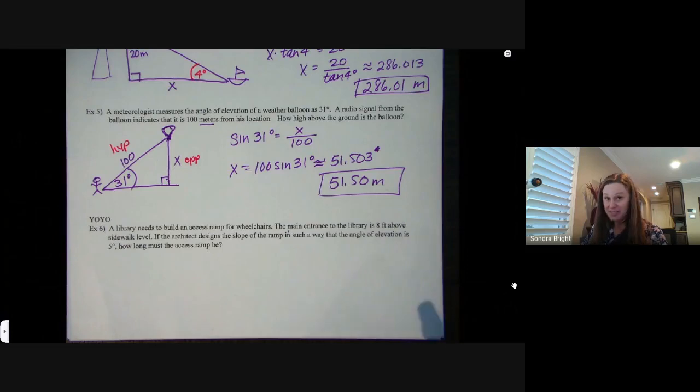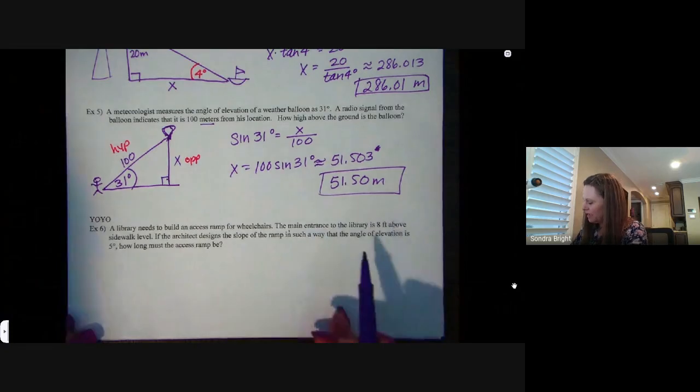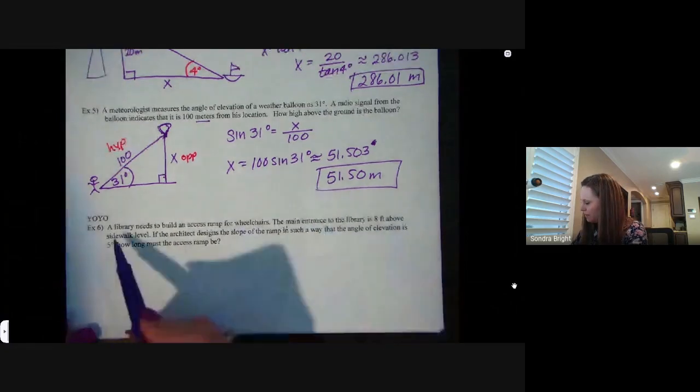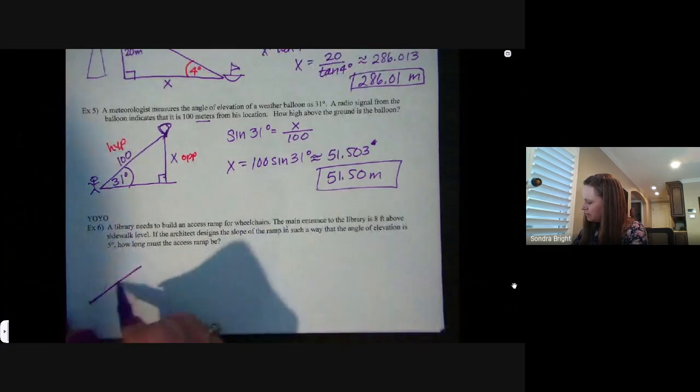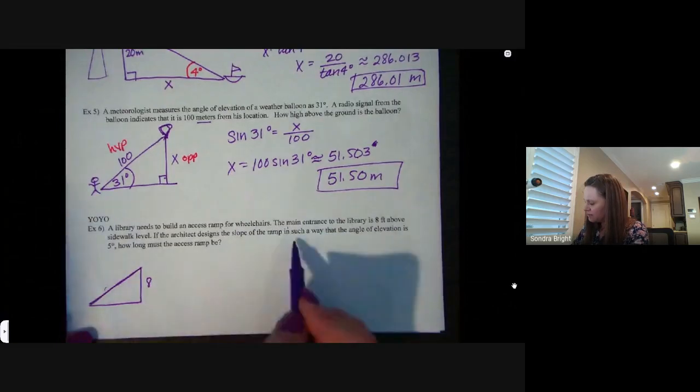All right, hopefully you paused and came back. What does the picture look like? The main entrance is 8 feet above sidewalk level, and they want this ramp. So let's say here's the ramp, and 8 feet above sidewalk level, that's the height right there. The slope of the ramp is such that the angle of elevation is 5 degrees. How long must the access ramp be? They want to know the hypotenuse now.